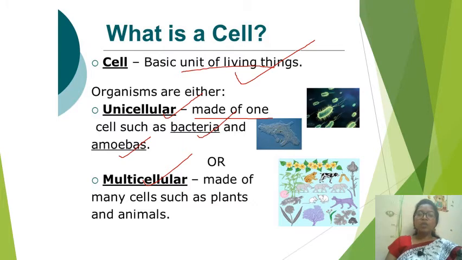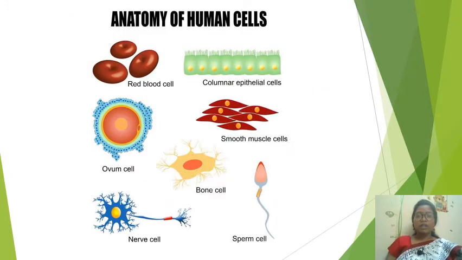And multicellular organisms are made up of many cells. Multi means many cells, such as plants and animals. So they are multicellular organisms. Now, anatomy of human cells. Human cells are of many kinds. The red blood cell is an example of a cell.